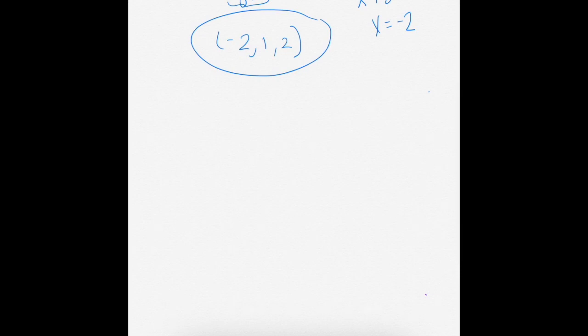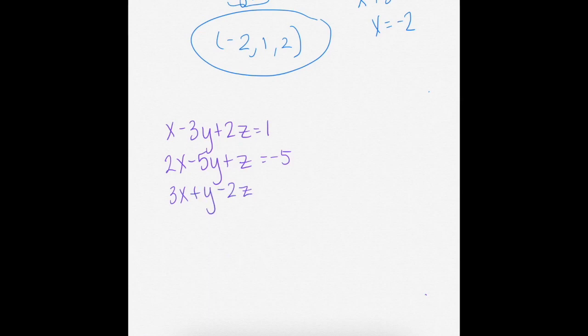All right, so let's solve one that is a little harder than that. Let's just say we have this system: x minus 3y plus 2z equals 1. 2x minus 5y plus z equals negative 5. 3x plus y minus 2z equals negative 1. All right, this is our system. Let me just double check, make sure I didn't write anything down wrong because that'll just throw everything off. All right, looks good to me.